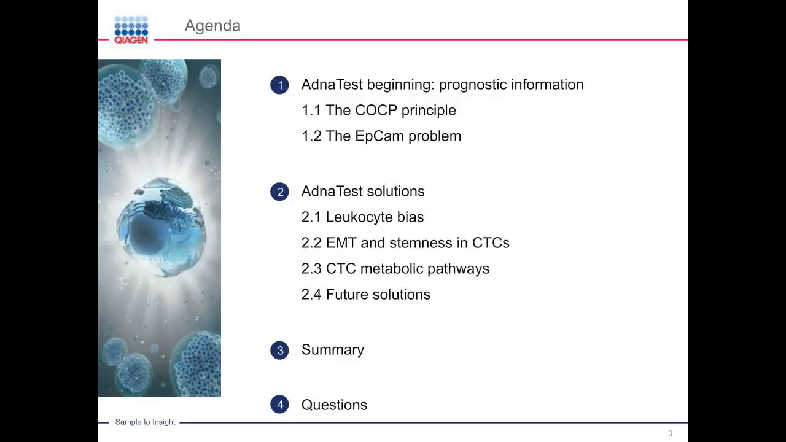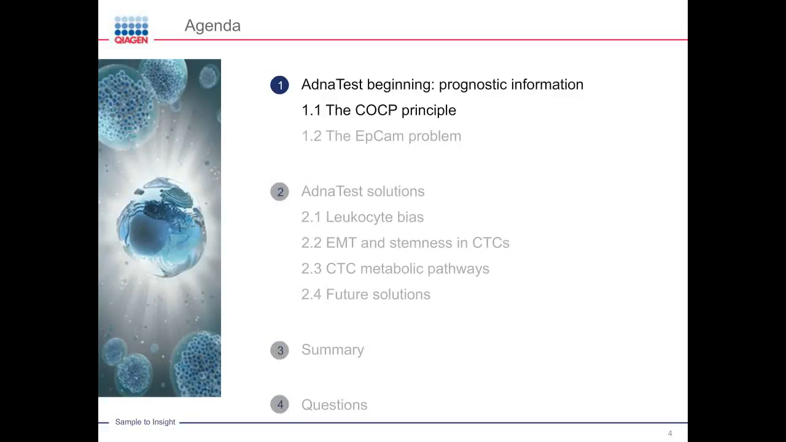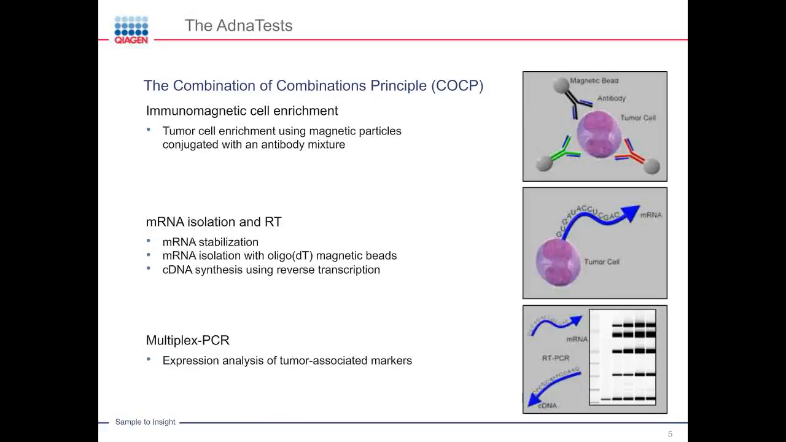Okay, let's start with the AdnaTest as such. This is the test I was able to develop with my team, and in order to understand the challenges and solutions we found on the way, you probably need to understand a little bit more about the test principle as such. So what is this test doing actually? How do we address and access the circulating tumor cells?